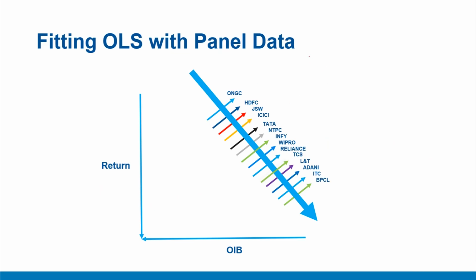Recall our relationship between return RIT when it is regressed on our OIB variable, the order imbalance variable. Intuitively, you would expect a positive relationship, that is, when OIB is negative, you would expect returns to be negative, falling prices, and when OIB is positive, rising prices or positive returns, so therefore a positive coefficient for alpha 1. Now imagine, let's say we have two time periods, t equal to 1 and t equal to 2, and only two observations for each security.